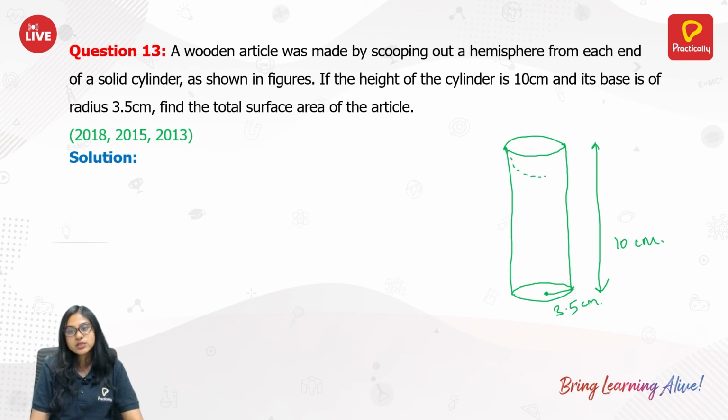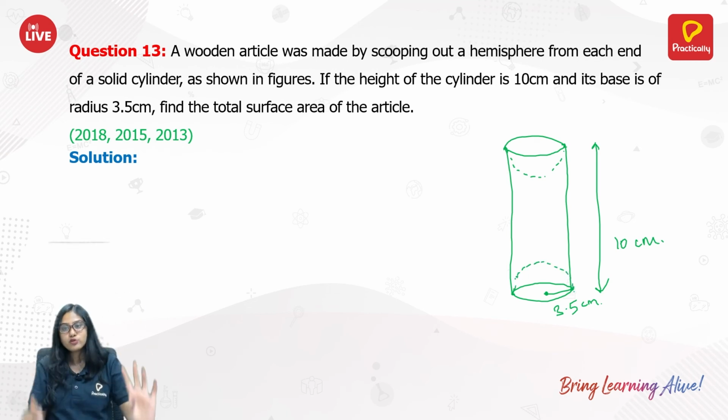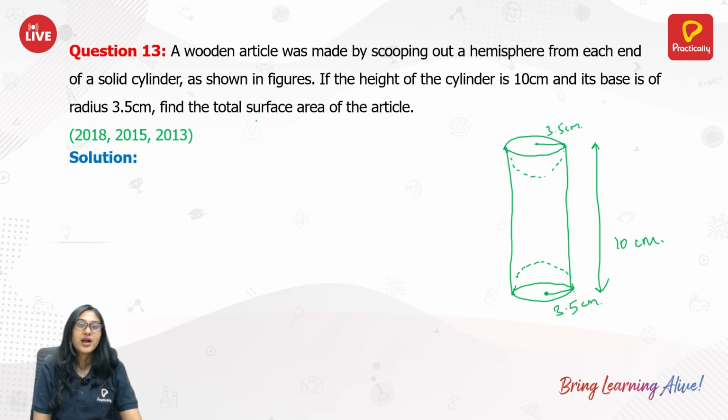So this is a hemisphere. This is a hemisphere. These hemispheres are scooped out, that is, they are removed. So this is 3.5. We have to find the total surface area of the article. What will it be? TSA, that is total surface area of the article, will be the curved surface area of the cylinder.